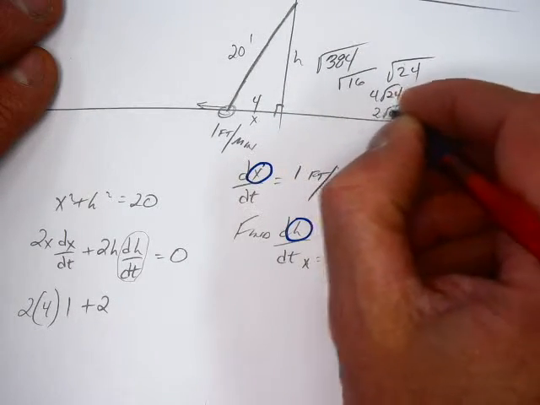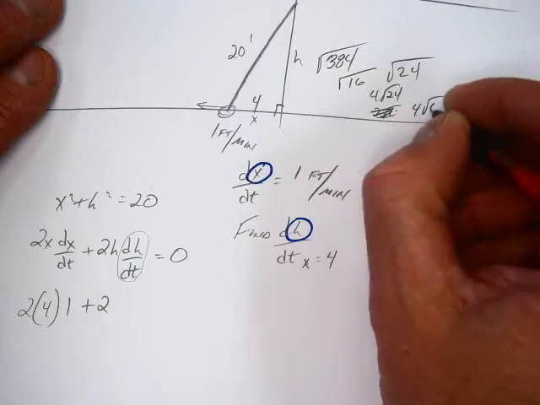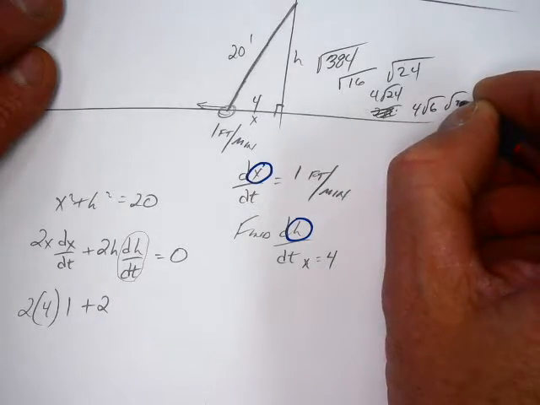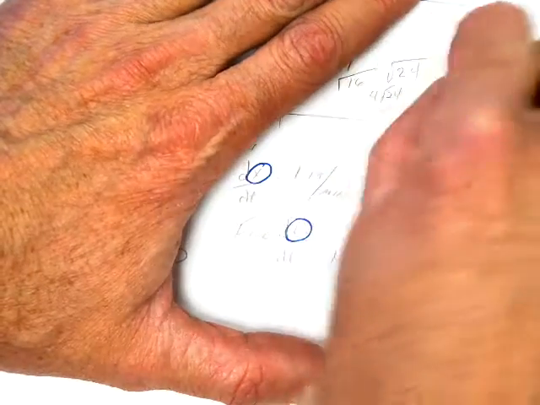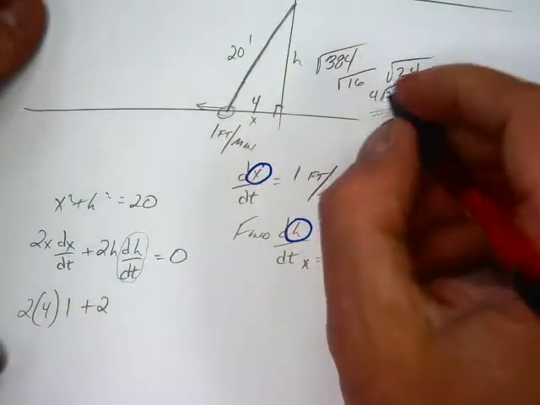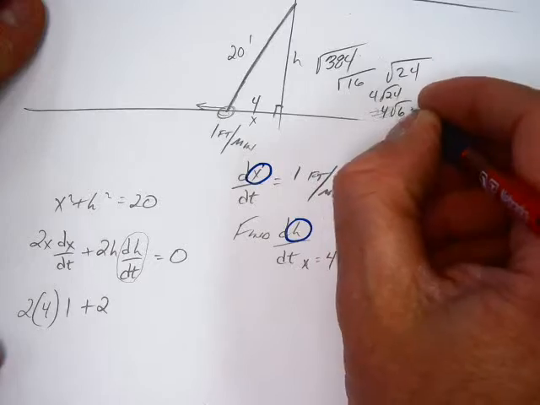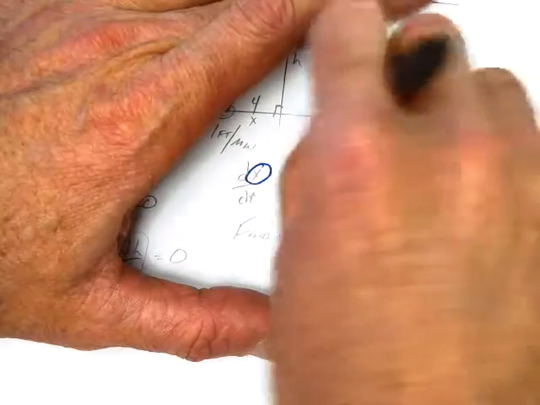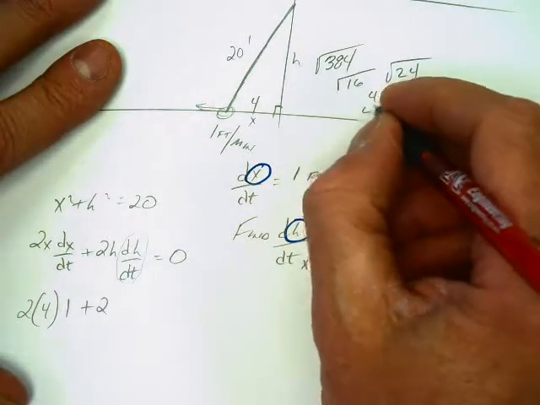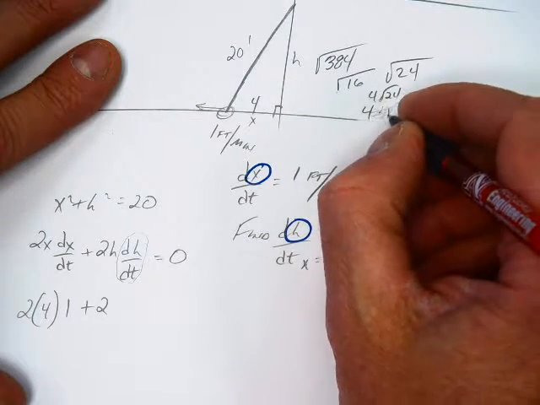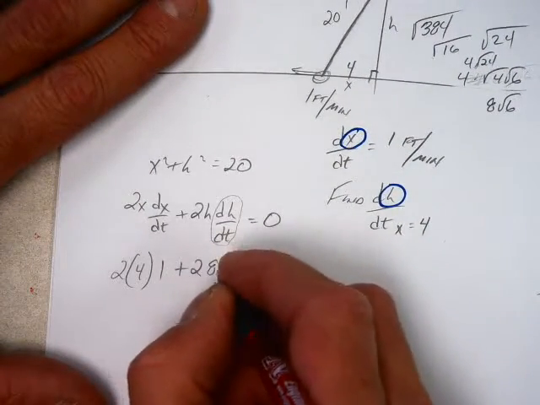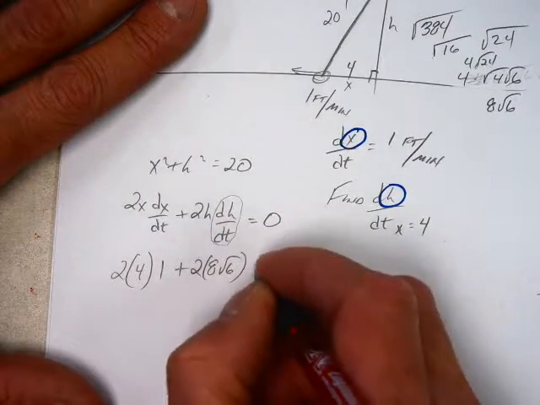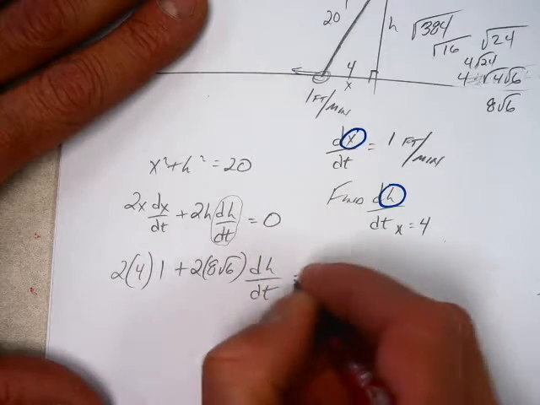2 square roots of, oh no, I'm sorry. 4 square roots of 6 square root of. Come on, brain, slow down. 4 square roots of 6 square root. Did the same dang thing again. 4 square root of 24 breaks up into 4 square root of 4 square root of 6. So good, 8 square roots of 6. Okay, so my h is 8 square root of 6 dh dt.